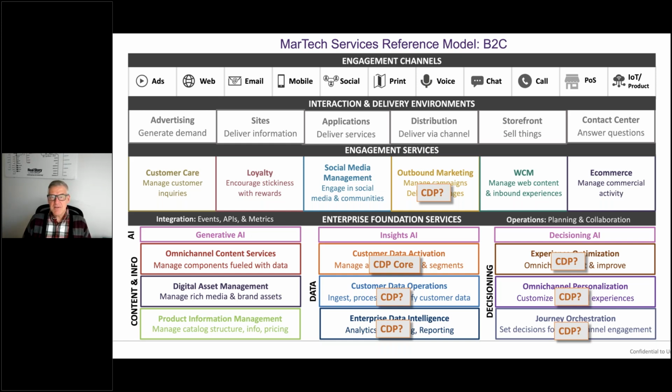Some CDPs even cover outbound marketing. Some of them are getting into insights AI and decisioning AI, although that still is relatively light. And so the question is, again, what is the scope of our CDP? So I won't necessarily have a preset answer here.